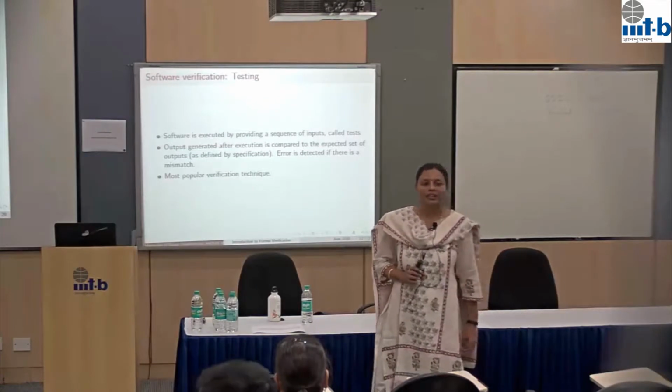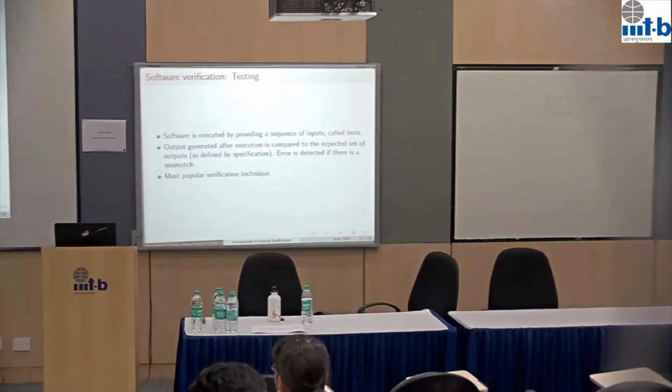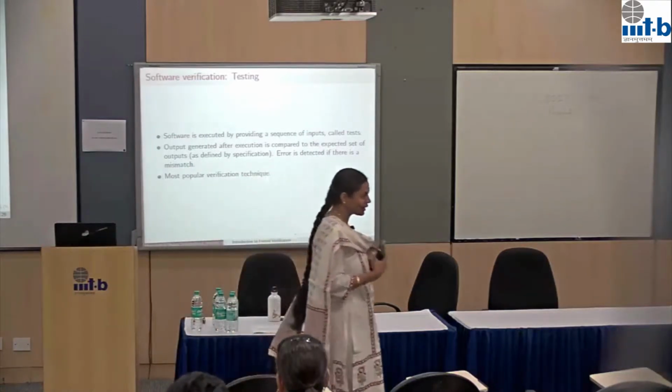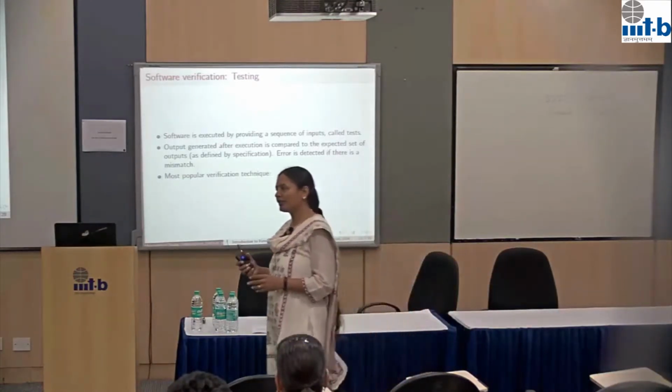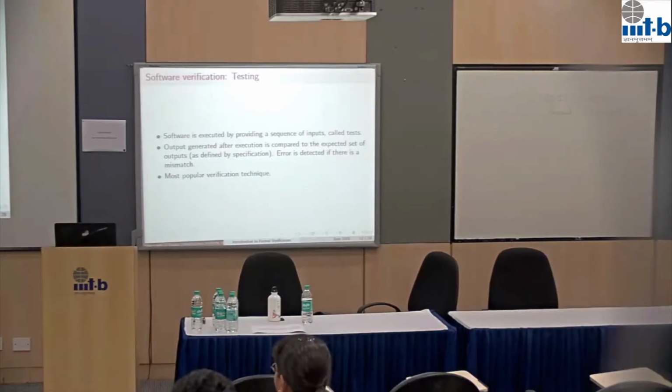So while testing, there are two things that are important. You provide inputs, you run your software. After that, what do I do? Software produces output. By looking at the output, how do I know whether I have found an error or not? I know because I was expecting a certain kind of output. If the software produces the same output as what I had expected it to produce, then I know that there is no error. But if the software produces an output different from what I had expected it to produce, then I know that there is an error. So testing usually has two things. It has inputs to the software, and it always has expected output.